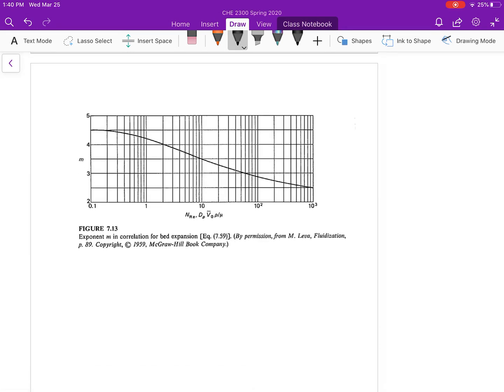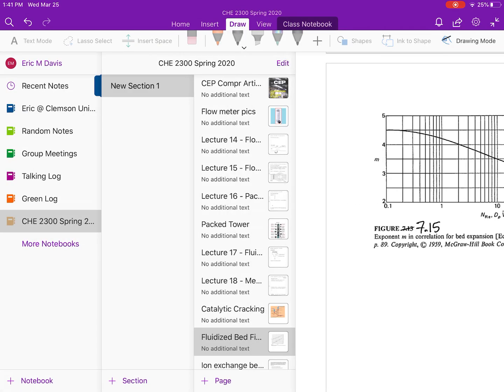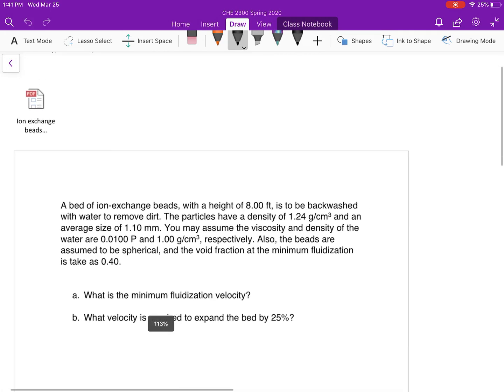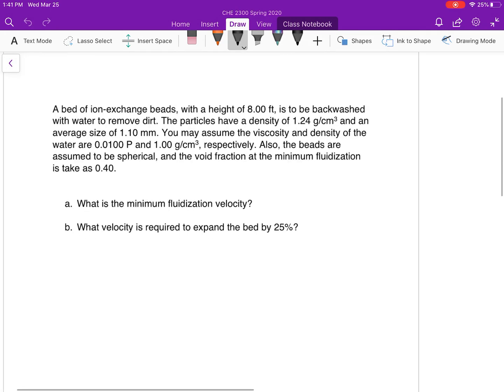And what I'm showing here in figure 713, which again is from an older textbook, is actually figure 715 in your textbook. And we'll come back to that figure in a second. Because what I want to do now is work through an example problem, so hopefully you can better understand how we might apply some of these equations to fluidized beds.